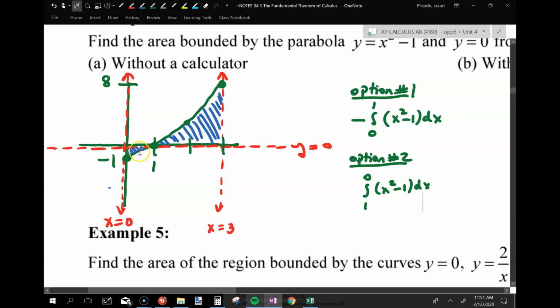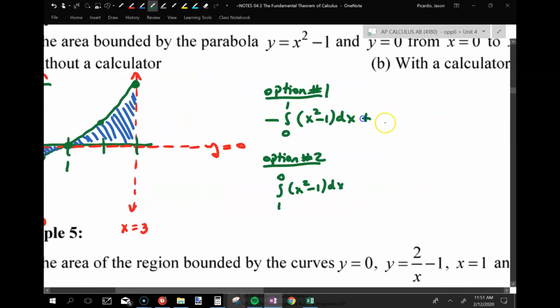So that's this little piece right here, right? What do I need to add to that? Everything from 1 to 3. So then I got to add the integral from 1 to 3. I'm not doing anything fancy with that, right? Why am I not doing anything fancy with those? Because it was already above the curve.